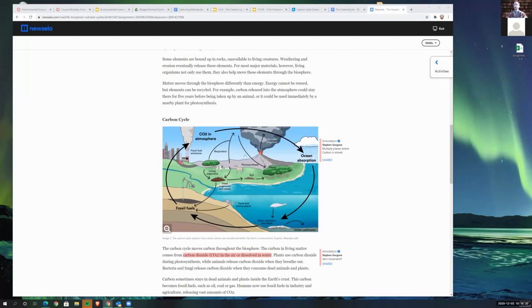But that's not the only place that carbon dioxide goes. Sometimes it just stays up in the atmosphere. Why do we care about this? Well, carbon dioxide has the ability to block heat from leaving our planet. It has the ability to let heat in, but not let heat out.